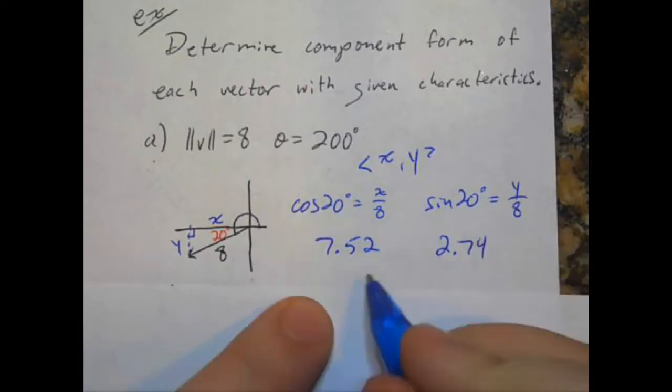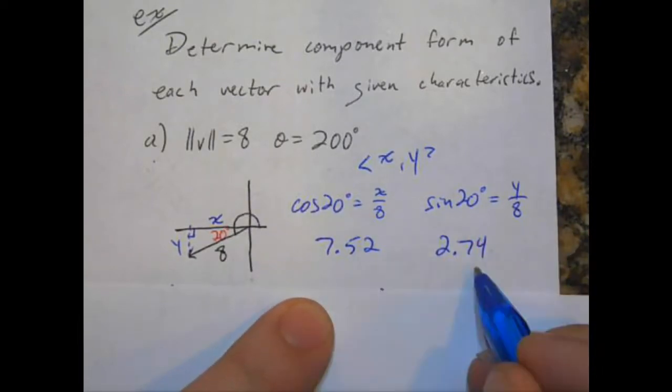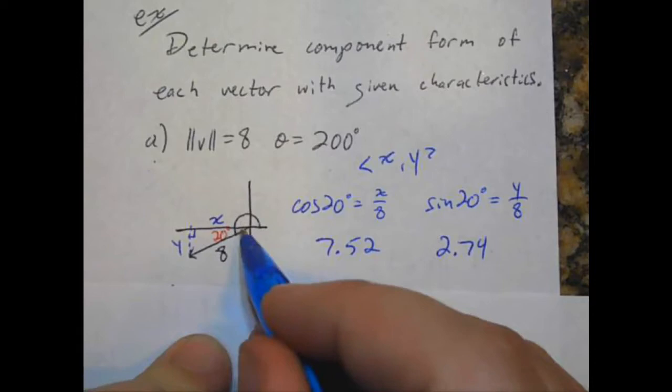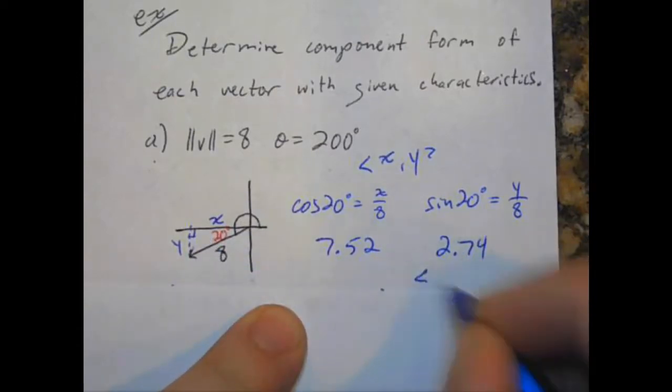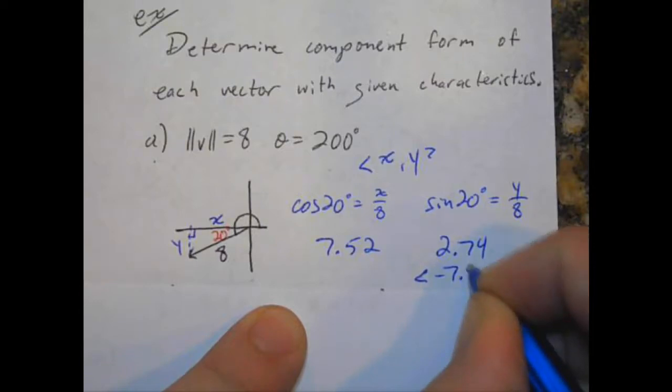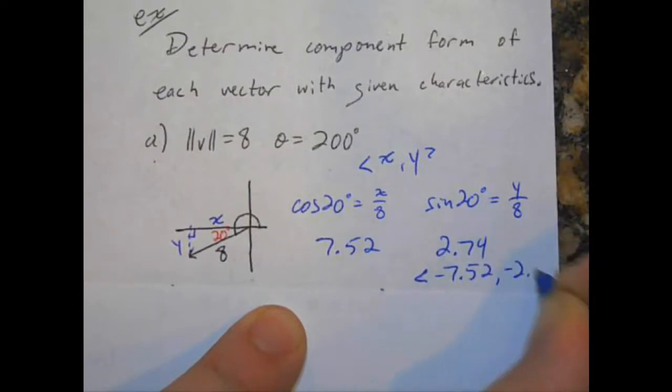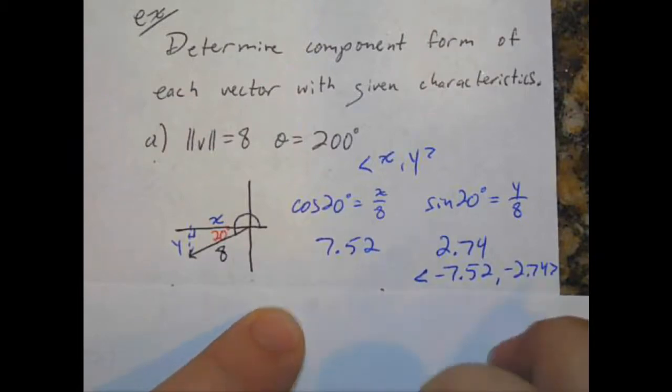All right, so we figured out this is 7.52 and this is 2.74, but we have to think about it. It's going to the left and it's going down. So when I write this in component form, make sure we have negative 7.52 and negative 2.74, such that it is going negative direction in both your x and your y direction.